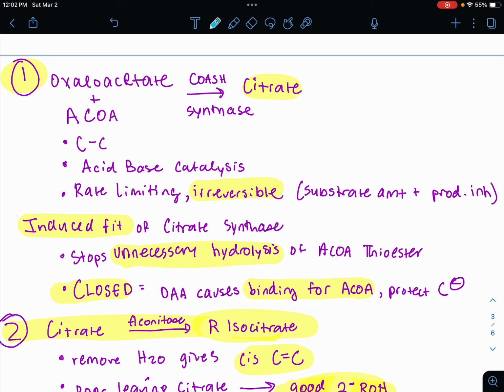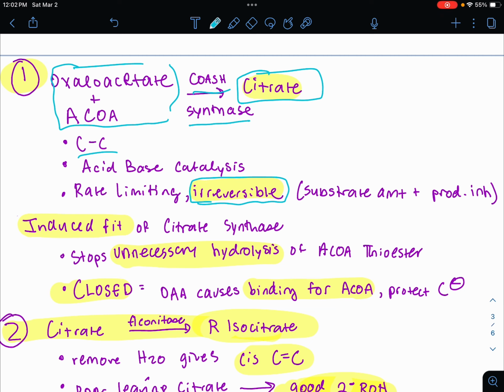Okay, so step 1, again, that's the carbon-carbon bond formation. We're going to take oxaloacetate and acetyl-CoA. We're going to have our CoASH come off of this, and we're going to be using that citrate synthase, not synthetase, but synthase. We're going to be making our citrate as the product. This is going to be acid-base catalysis. This is rate limiting. This is irreversible, so therefore we could talk about regulation with it. The substrate amount and the product inhibition are the ways it can be regulated.